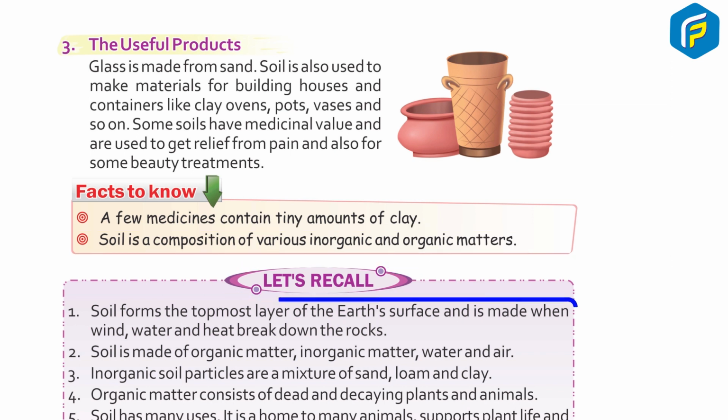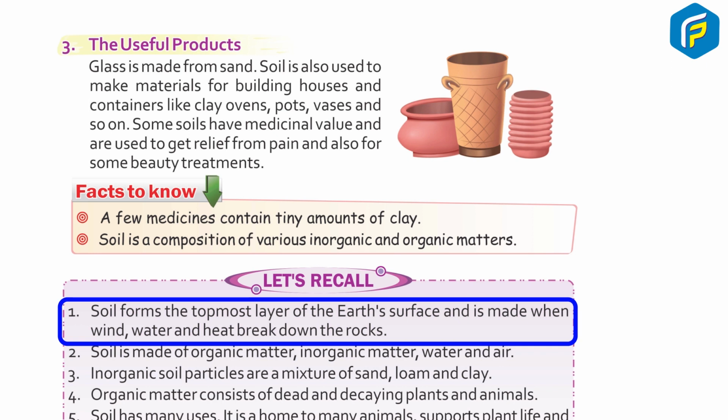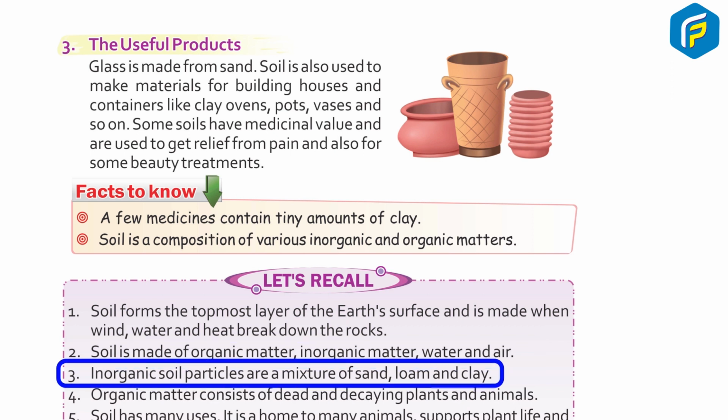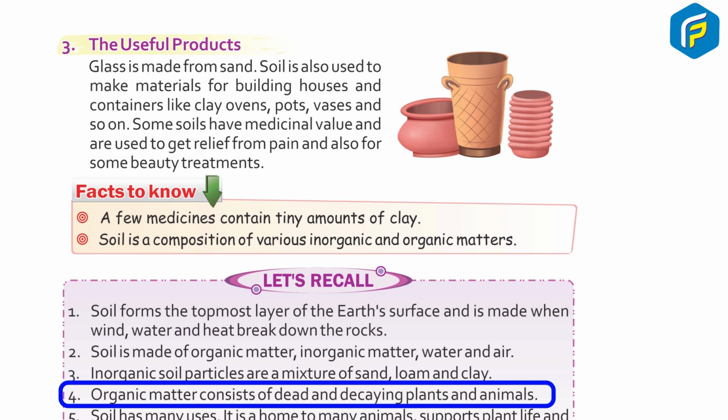Let's recall. 1. Soil forms the topmost layer of the earth's surface and is made when wind, water, and heat break down the rocks. 2. Soil is made of organic matter, inorganic matter, water, and air. 3. Inorganic soil particles are a mixture of sand, loam, and clay. 4. Organic matter consists of dead and decaying plants and animals.